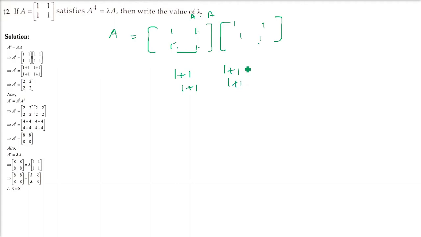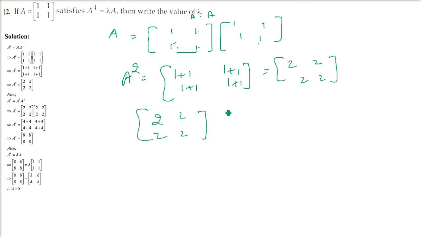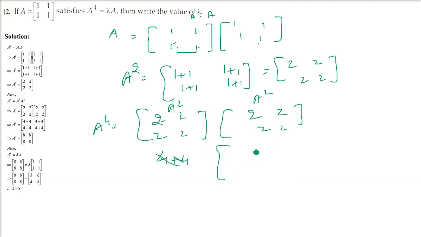In the same logic, this will be 2, 2, 2, 2. So A square is 2, 2, 2, 2. Now A to the power 4 will be the square of this. When you multiply this A square with A square, the terms will be 2 into 2 is 4, 2 into 2 is 4. So every element will be 8 because there is no change. Everywhere it is 2, so I'm not writing anything. I know that it is going to come as 8, 8, 8, 8, whichever row and column you do, because the elements are the same everywhere.